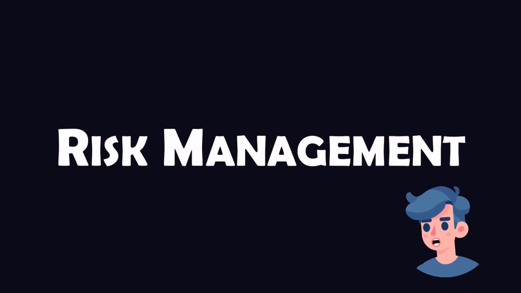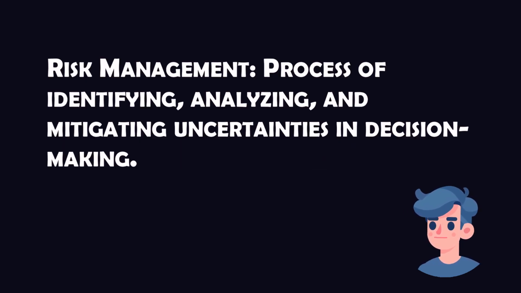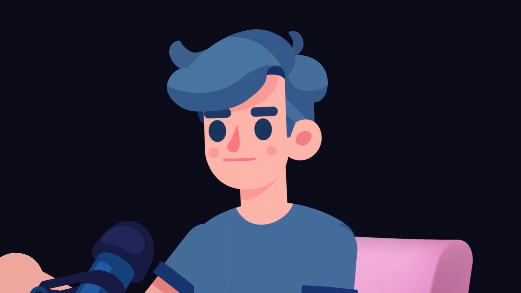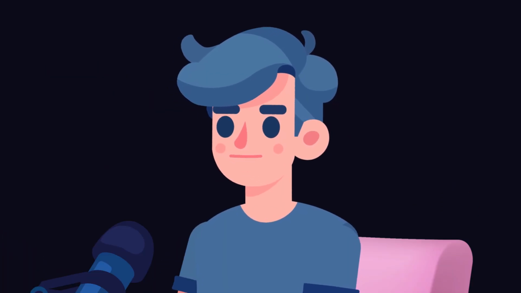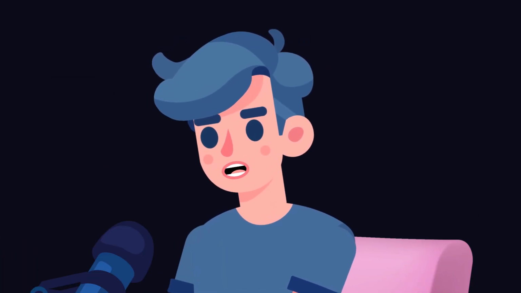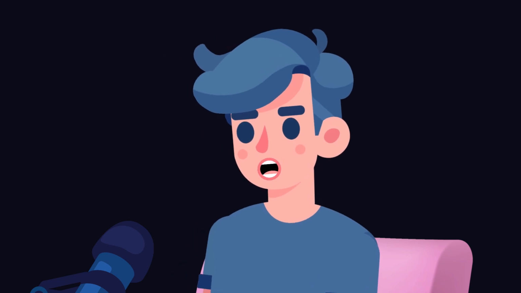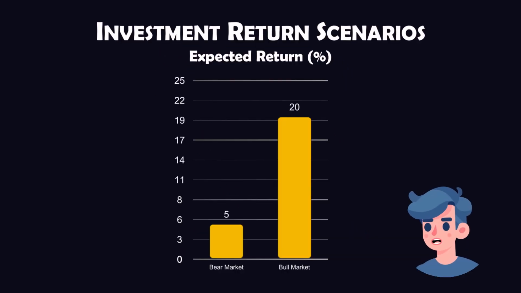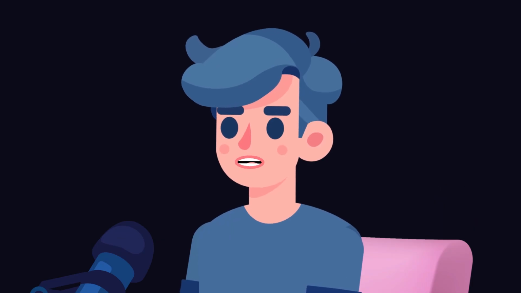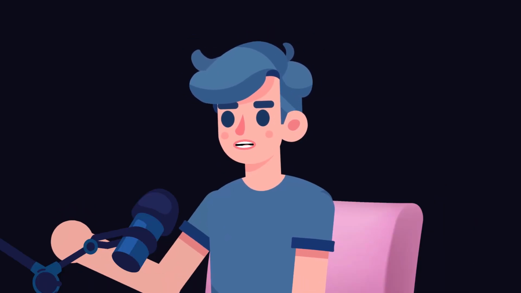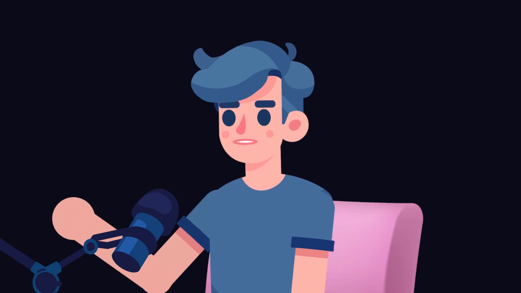Risk management is also crucial in managerial finance. It involves identifying, analyzing, and mitigating uncertainties in investment decisions. A pertinent risk management question might be, what are the potential risks of investing in a volatile market, and how can they be mitigated? Consider a stock investment in a volatile market with an expected return between 5% if the market declines and 20% if the market performs well. The graph shows different return scenarios. Proper risk management would involve strategies like diversification to spread risk.